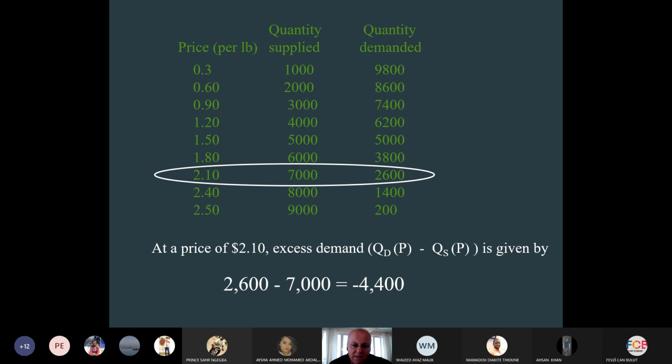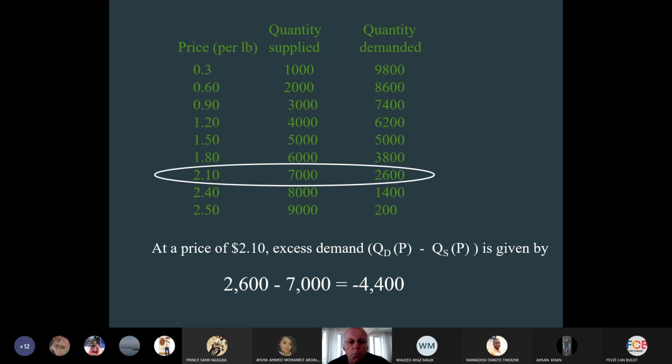Now we have 2.1, and this is the surplus. When the surplus is going to be estimated, you have to subtract 2,600 from 7,000, where you get 4,400. Then multiply it with 2.1, then you will get the amount of the capital which is excessive, which is overproduction. Okay?